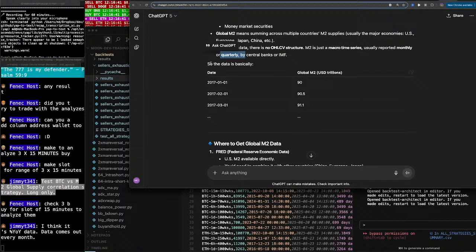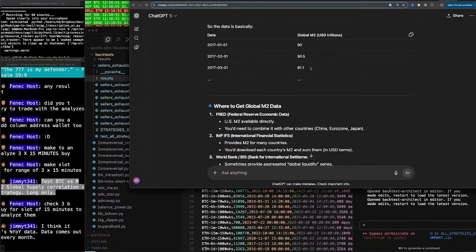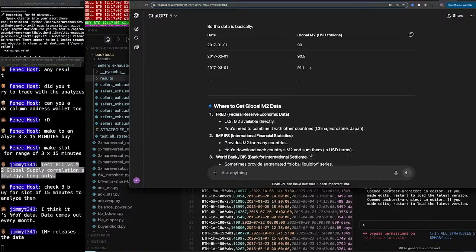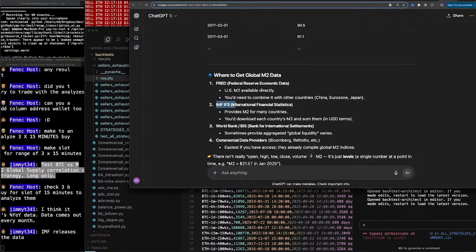Okay. So the data is basically quarterly or monthly. Global M2, interesting. I think it's year over year data. Comes in every month. So month is long, but damn, year would be crazy. Fennec says check 3 buy for slot in 15 minutes to analyze them. IMF releases the data. Okay. IMF right here.